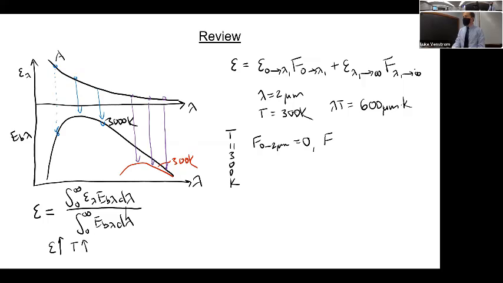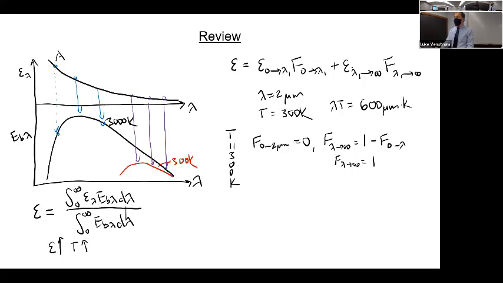So whenever you have a lambda 1 to infinity, F lambda to infinity is always equal to 1 minus F 0 to lambda, right? If we have 2 bands, whatever isn't in this band has to be in the other band. So that tells me that F lambda to infinity is equal to 1, because this one was 0.